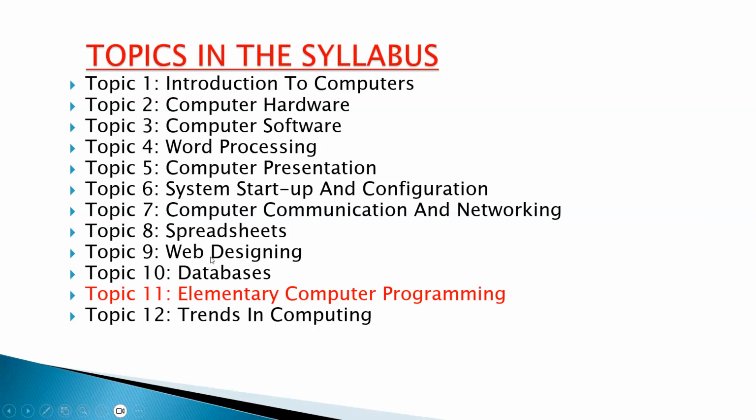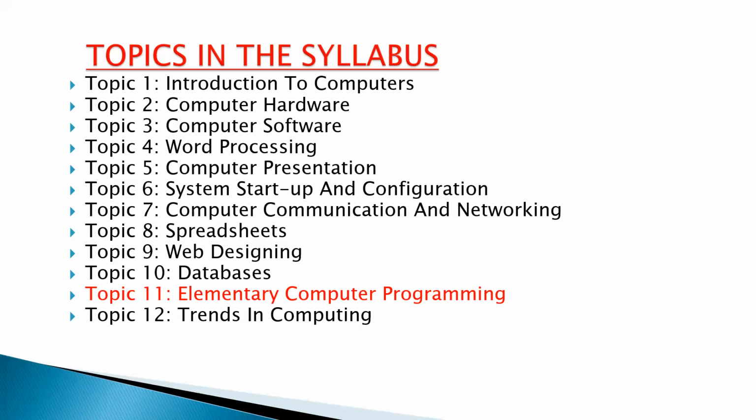Topic four, topic five, topic eight, topic nine, and topic 10 formulate our paper two. But why are they included here in our discussion of paper one? It's because we can get theoretical questions from that practical work and have them presented to you as theory questions. So that's why we have all these topics indicated here.